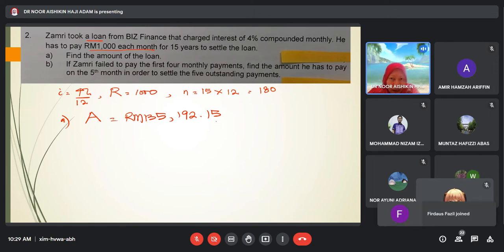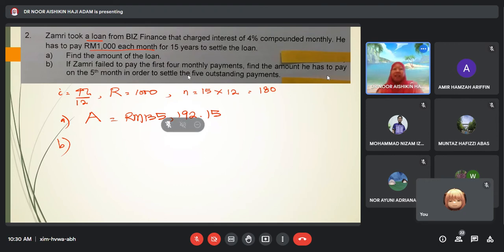So yang ni okay lah kan kelas? I think it's very straightforward sebab dia dah kata you want to find the loan amount. B is not straightforward. Dia sama case macam tadi. Zamri failed to pay the first 4 monthly payments. Find the amount he has to pay on the 5th month in order to settle the 5 outstanding payments. Actually yang outstanding cuma 4. Tapi ada bayaran kelima yang memang due on the 5th month kan?